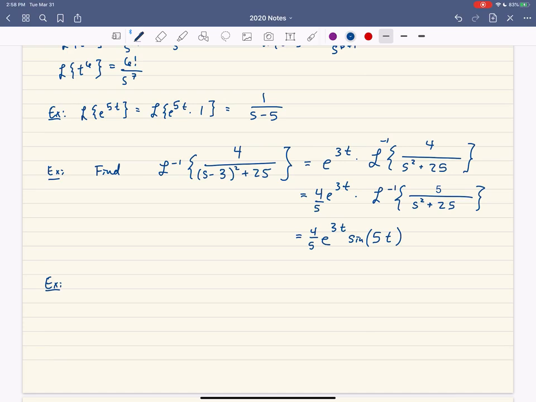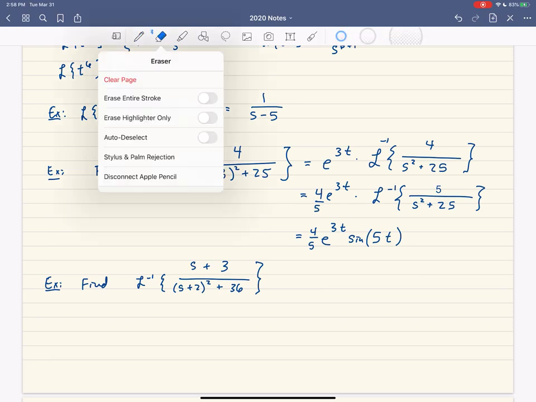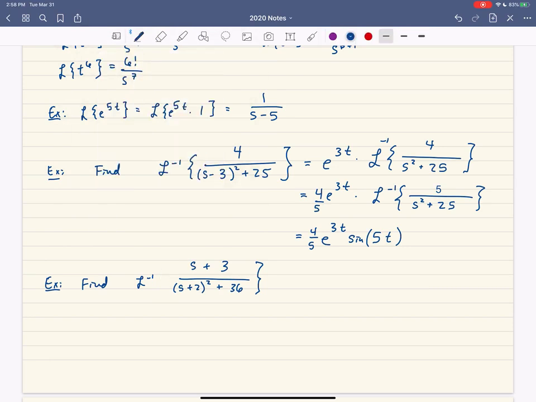And actually just one more here. Something that just occurred to me that we should talk about. Let's evaluate the inverse Laplace transform of s plus 3 over, let's say, s plus 2 squared plus 36. Okay, so let's think about how we could deal with something like that. So we have s plus 3 over s plus 2 quantity squared plus 36. This is all in the bracket, by the way.